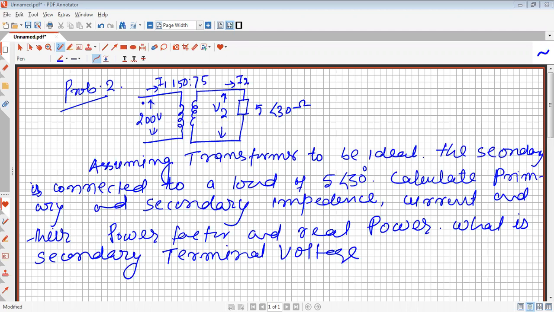We have to find primary impedance as well as secondary impedance, current and their power factor. Current we have to find here, and power factor also we have to find, and real power we have also to find. What is the secondary terminal volt? What will be the primary terminal volt? We have to find all these parameters.